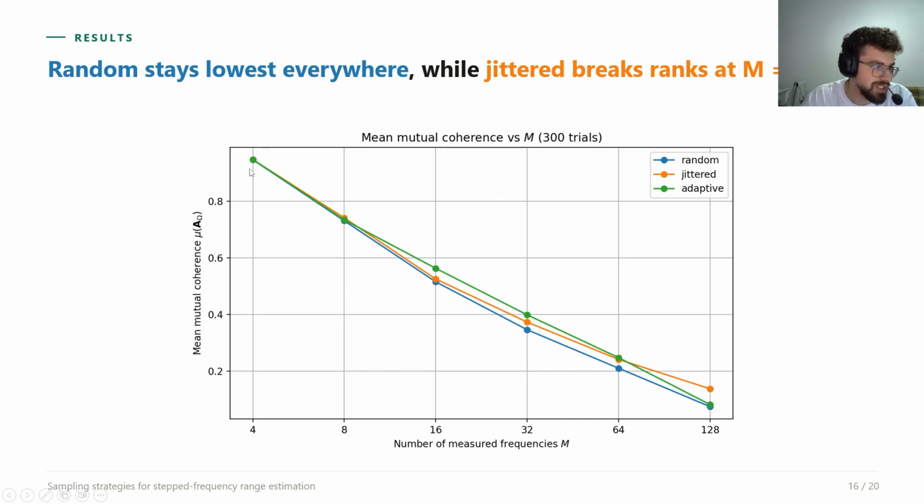Another thing to see is that random is generally speaking always lower than the other two sampling methods. And another interesting fact is that jitter is always lower than adaptive. However, at 128 measurements, jitter breaks and is higher than the two other methods.